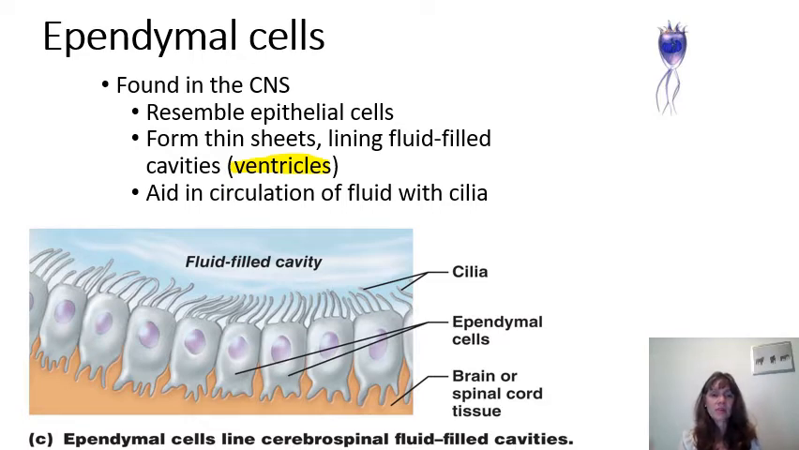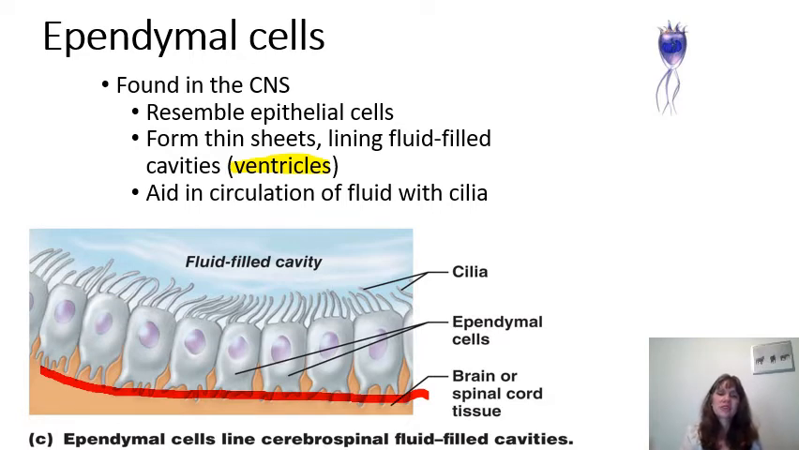The ependymal cells actually communicate with blood vessels in the central nervous system. Unfortunately, they did not make a picture where we could see blood vessels in the brain or spinal cord tissue on this particular picture. Therefore, I'm going to draw a capillary.